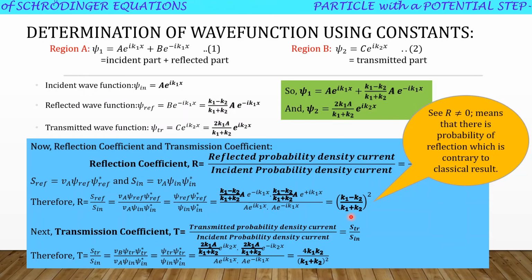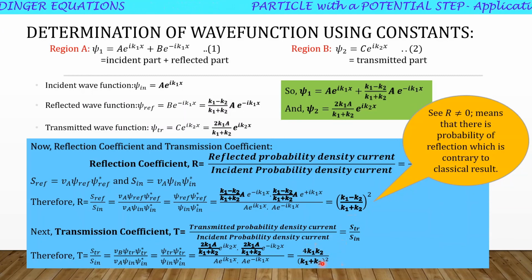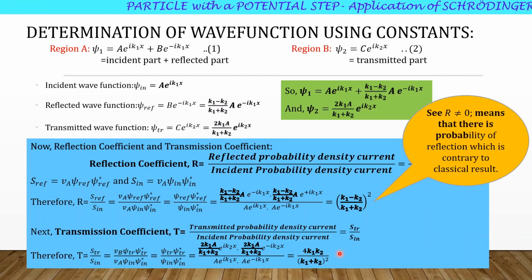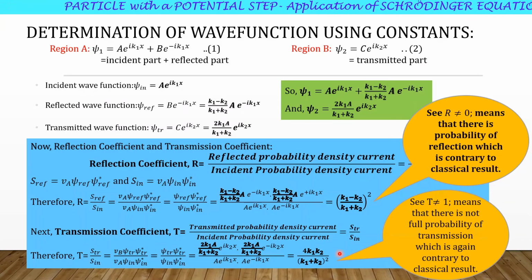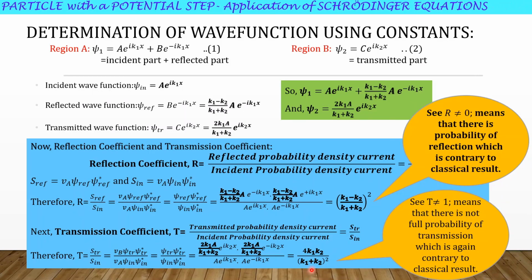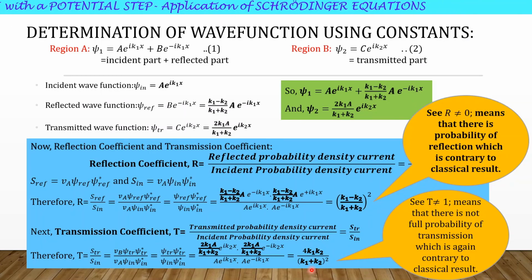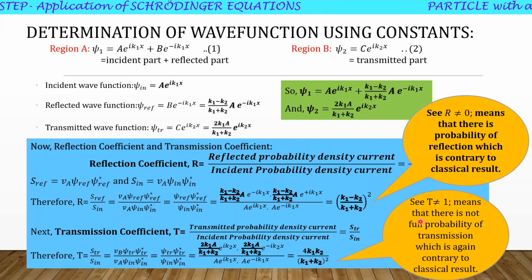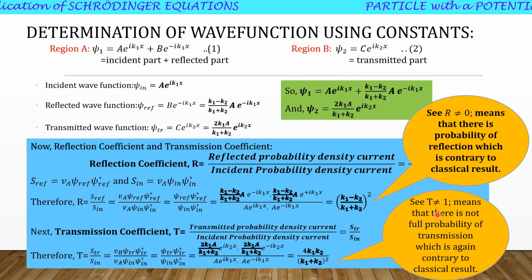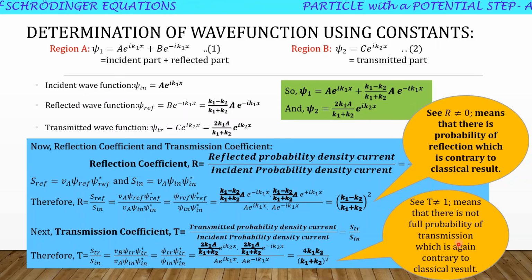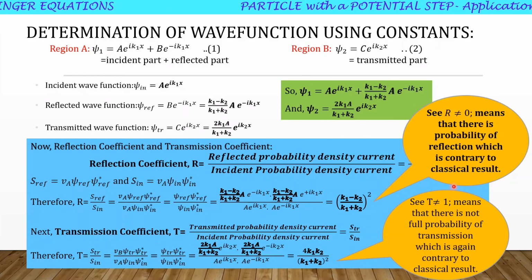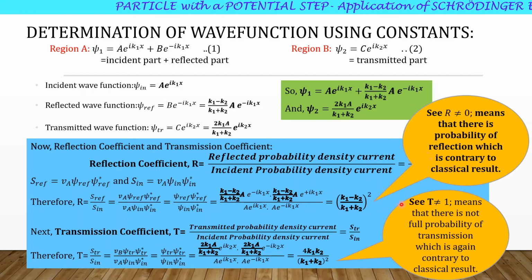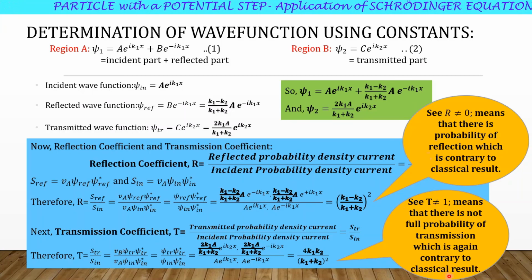Next, the transmission coefficient is also a certain quantity but is not equal to 1. Classical mechanics also explains that the particle will get fully transmitted into region B. So according to classical mechanics, it must be unity. The value of T must be unity. But as it is not equal to 1, it means that there is not full probability of transmission, just because certain chances of reflection also occur here. This is again contrary to the classical predictions.